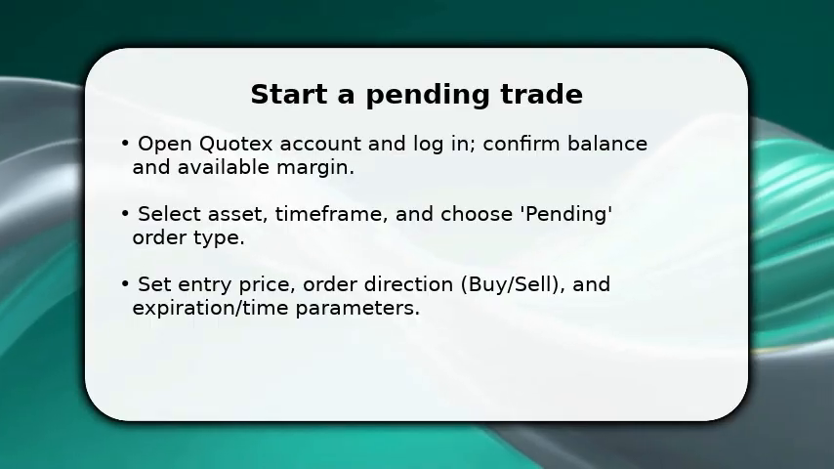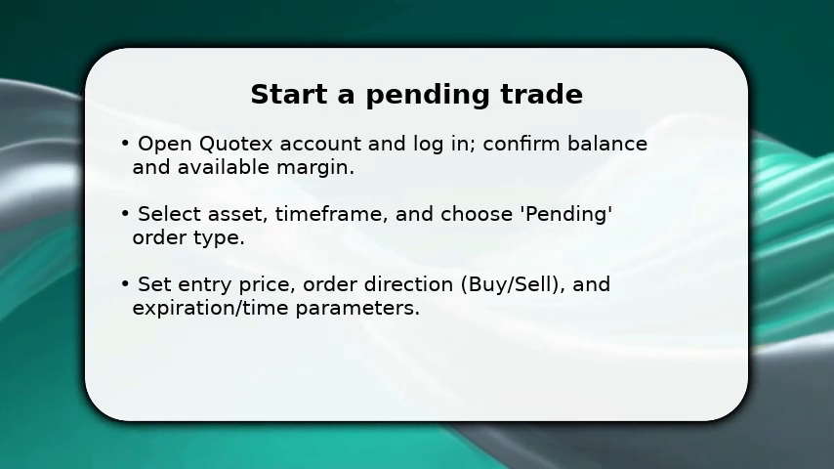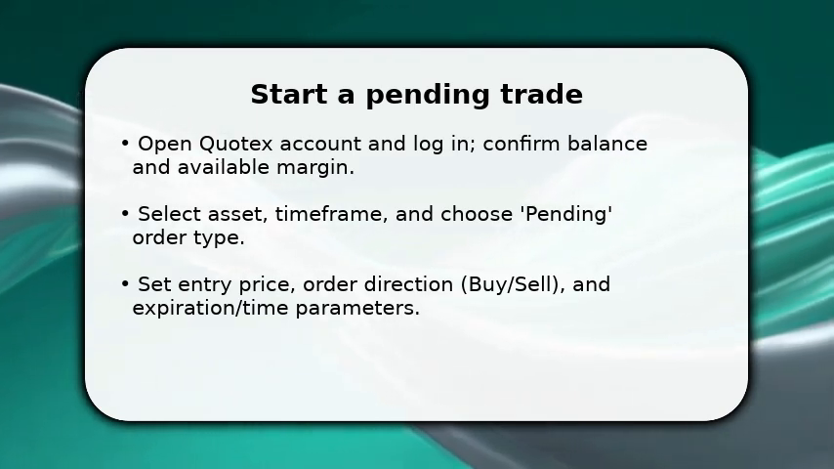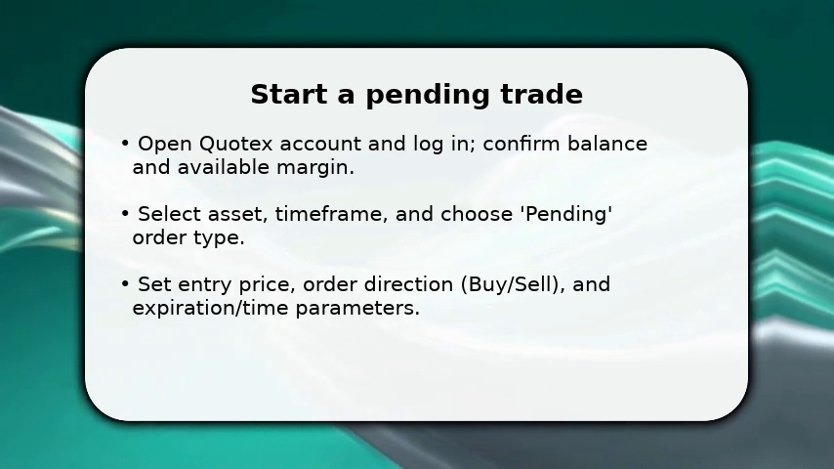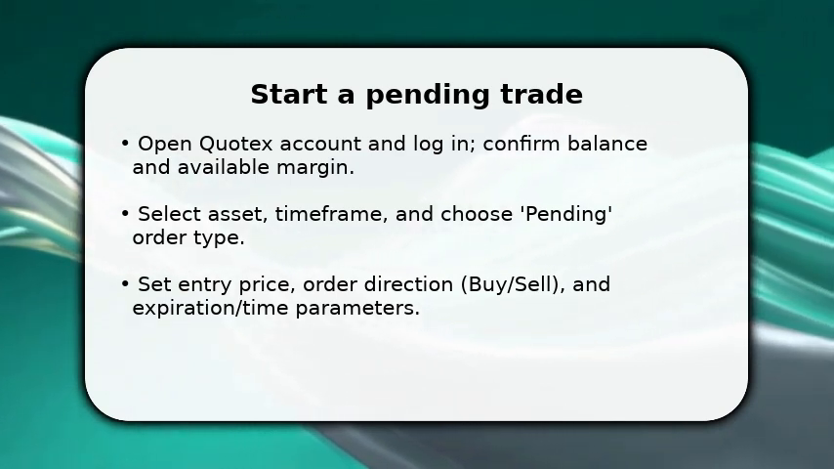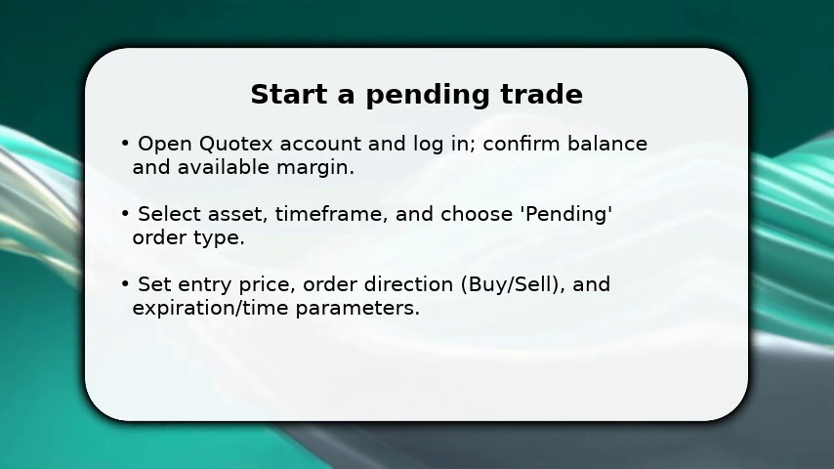You begin by opening Quotex and confirming you have enough balance and margin to place a pending trade. Next, pick the exact asset and time frame you want to trade, then switch the order type to pending so you can control the entry price.